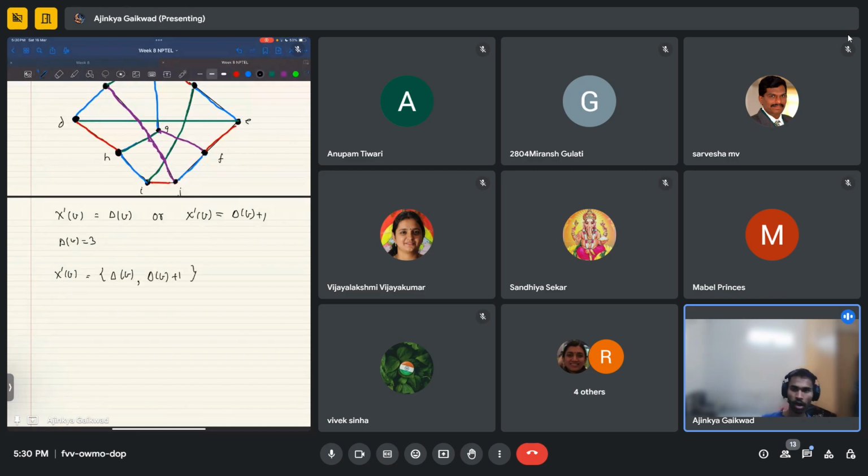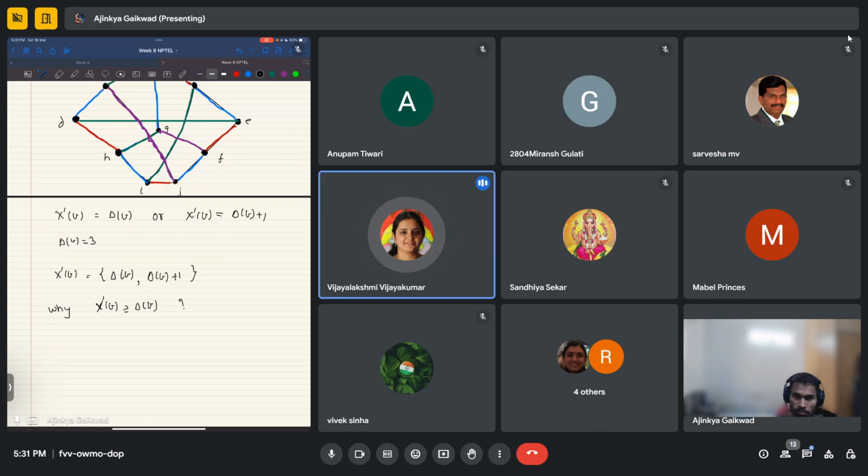Yes. So we know that chi prime of G is equal to delta G or delta G plus one. Can anyone tell me why chi prime of G is always greater than or equal to delta G? Why can't it be less than delta G? Why is this true? So for any graph G, this is always true: chi prime of G is always greater than or equal to delta of G.